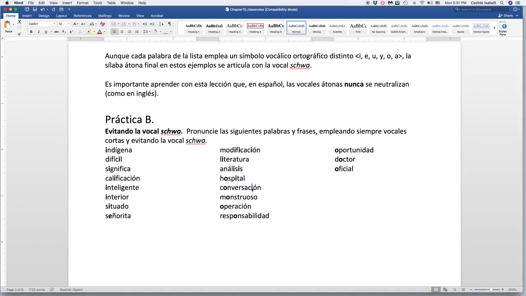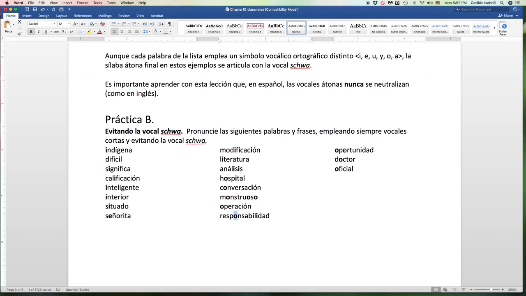English, conversation. Conversations, that neutral sound. Spanish, conversación. Rounded lips and tightened lip. Monstrous, again, neutral. You need to do mon, round the lips, monstruoso. Operation, in Spanish it's operación. Responsibility, all these are neutralized in English. In Spanish, you have to stretch those lips and round the lips. Responsabilidad.